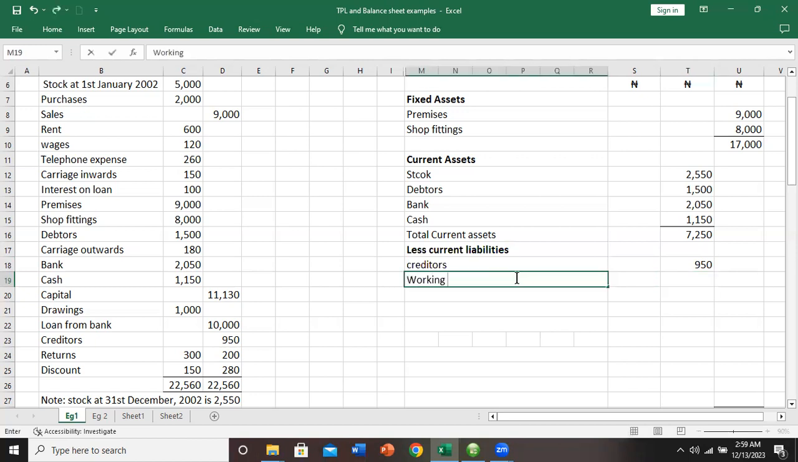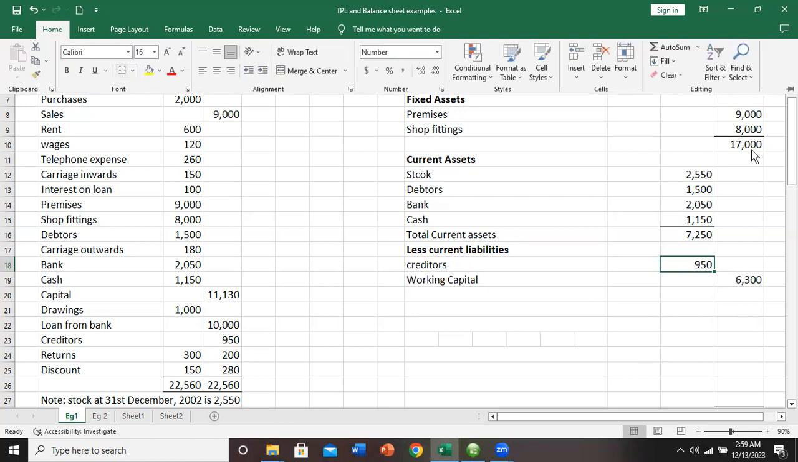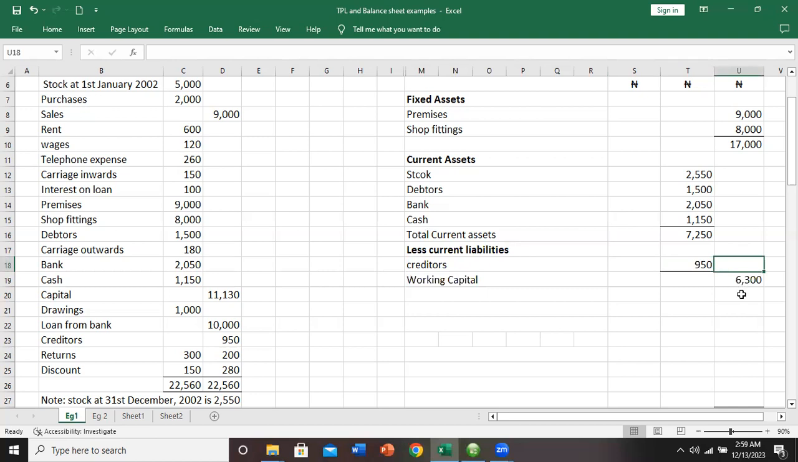Working capital. So this working capital is the 7,250 minus 950. You get 6,300. So the 6,300 working capital, you add it to this fixed asset you had here, the 17,000 fixed asset. Okay, so working capital plus the fixed asset here, you get 23,300, and that is the net total assets as shown on the format. Okay, very simple, very, very simple.